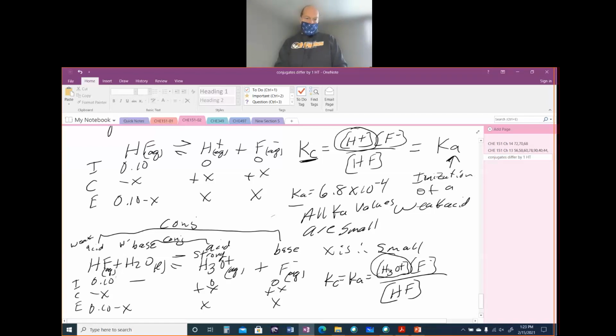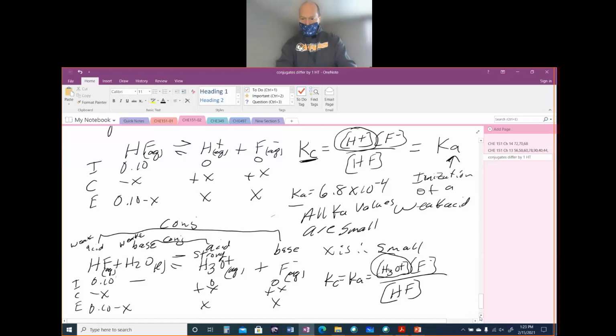All right, and so always for your Ka, your weaker acid and weaker base are on the left. Stronger ones are always on the right. And that's why it favors reactants. Very few products, mostly reactants. Products over reactants, always a small value. All Kas are small because you have your weaker acid and base as reactants, stronger acid and base as products.